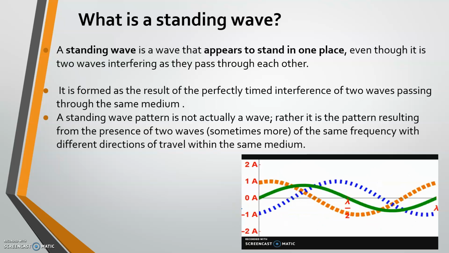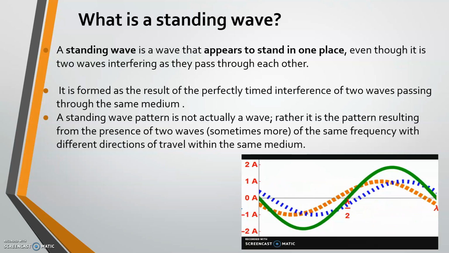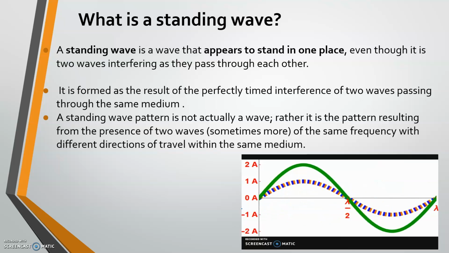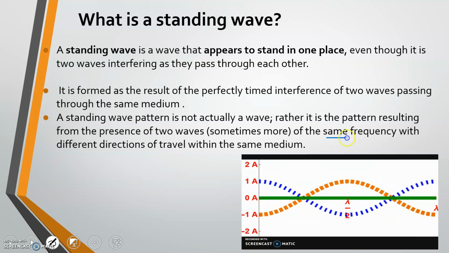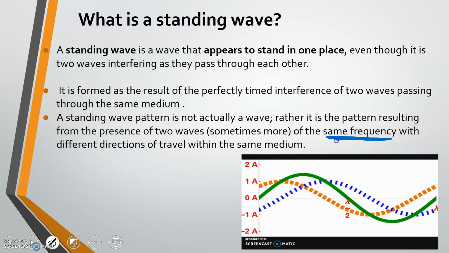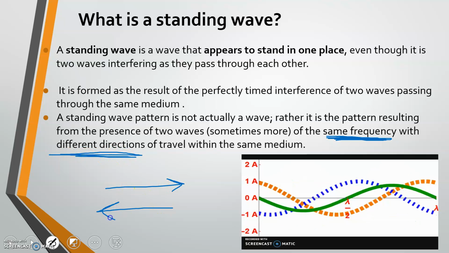A standing wave pattern is not actually a wave. Rather, it is the pattern resulting from the presence of two waves. Sometimes it could be more than two waves of the same frequency. So that's very important. The two waves or three or four waves have to have the same frequency and different directions of travel. So one traveling to the right, one traveling to the left.